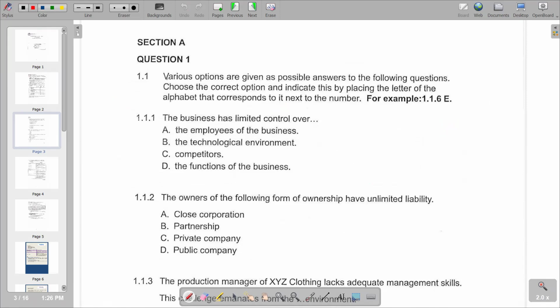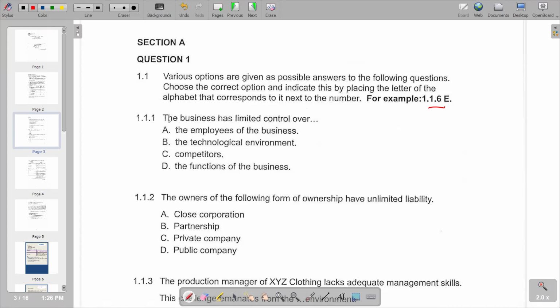So 1.1 reads, various options are given as possible answers to the following questions. Choose the correct option and indicate this by placing the letter of the alphabet that corresponds to it next to the number. For example, 1.1.6, and then you write your E. So basically, this is how you are going to present your answers in this section.